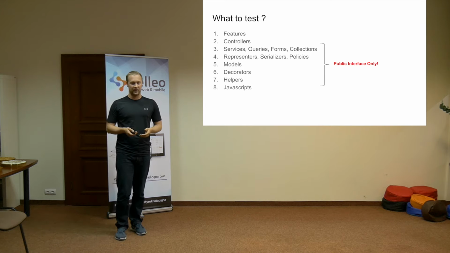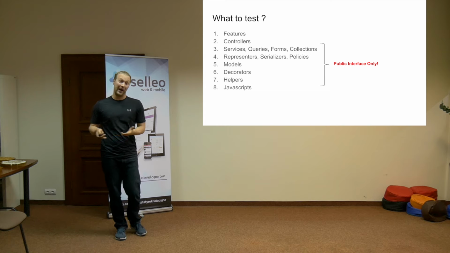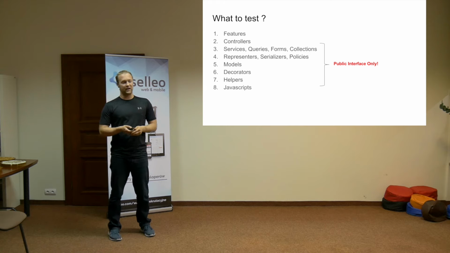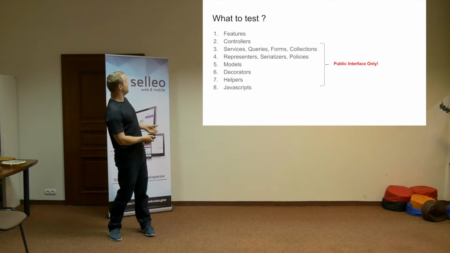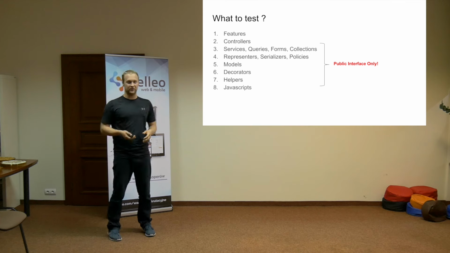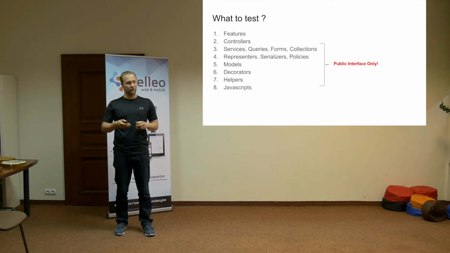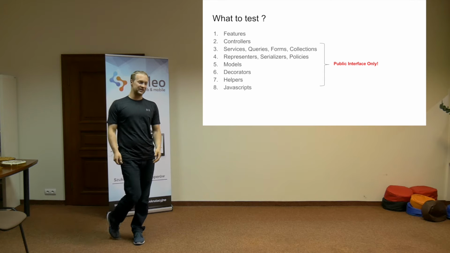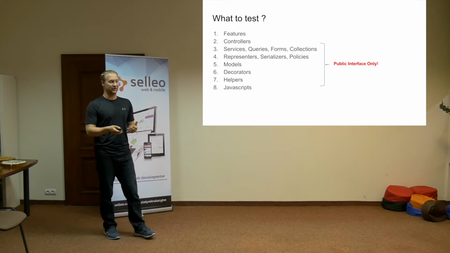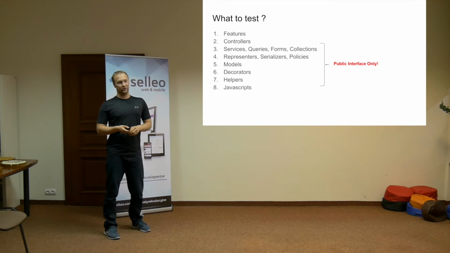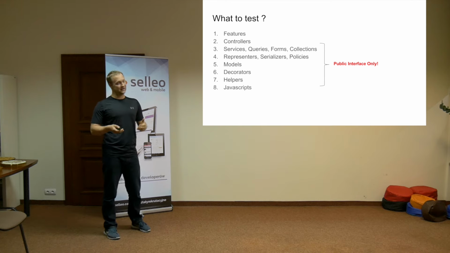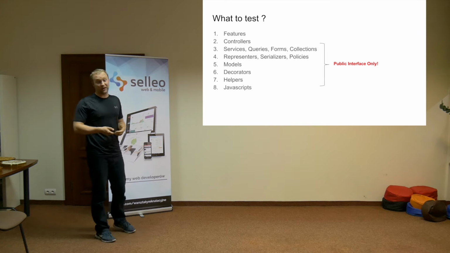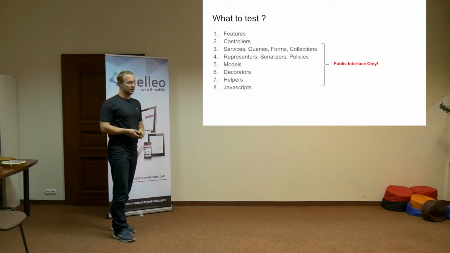And there is JavaScript. And JavaScript, well, it's a different story, so I won't tackle it here, but it's important. So, in relation to services, representers, models, decorators, and helpers, we have to put big attention to just test the public interface. I know that on some projects we have exceptions that we cannot control, but if we have control, the rule of thumb is to test only the public interface, so no private, no protected methods should be tested directly. They can be tested indirectly by testing public methods.